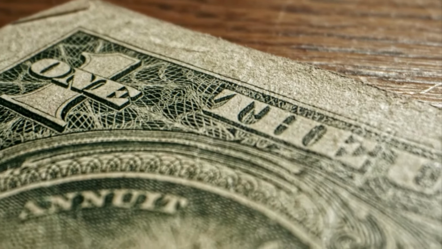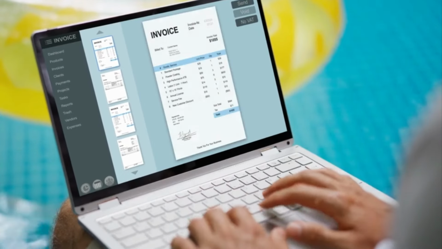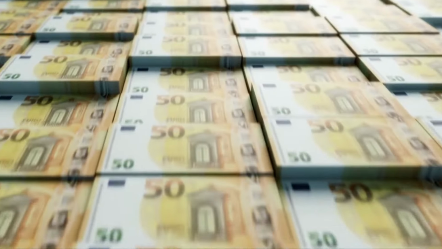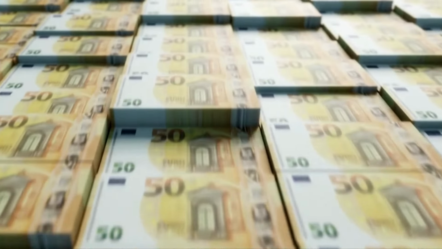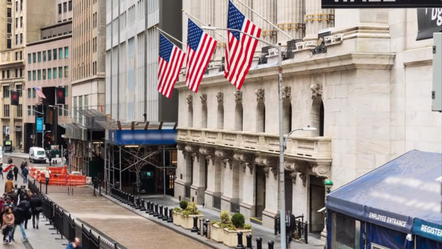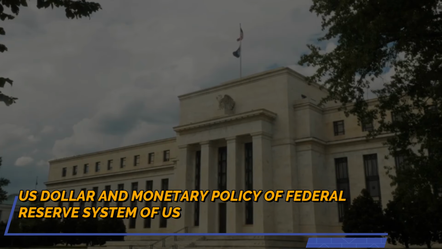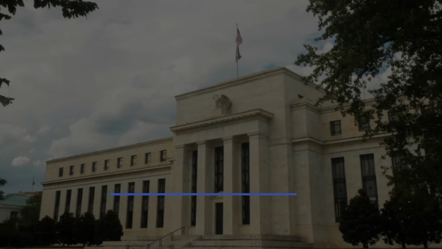Foreign and domestic purchases of U.S. Treasury notes, bonds, and bills influence the value of the dollar because the more such financial instruments are purchased, the more confidence those consumers and foreign governments have in the future of the U.S. economy. U.S. dollar and monetary policy of the Federal Reserve System of the U.S.